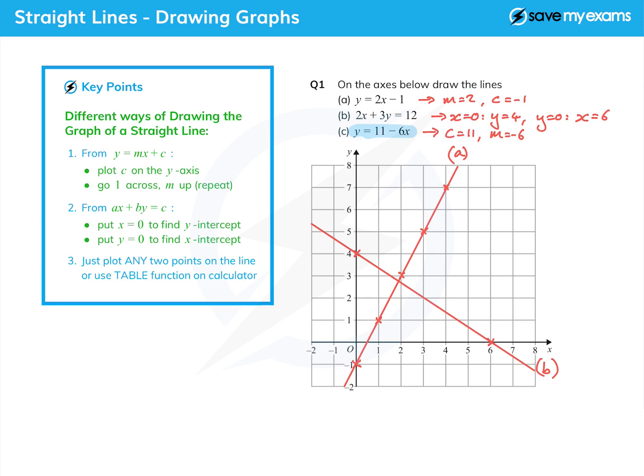So actually we're going to use the third method of doing this, which is just to say, well, let's try a couple of points. Let's put x equals 1 in and see what happens. 11 minus 6 times 1 gives me y equals 5. And if I put x equals 2 in, I get 11 minus 12, and so y equals minus 1. And there are 2 points I can plot. 1, 5, and 2, minus 1. And all I need to do now is get my ruler out and draw a straight line through those 2 points. And I shall label that graph C.